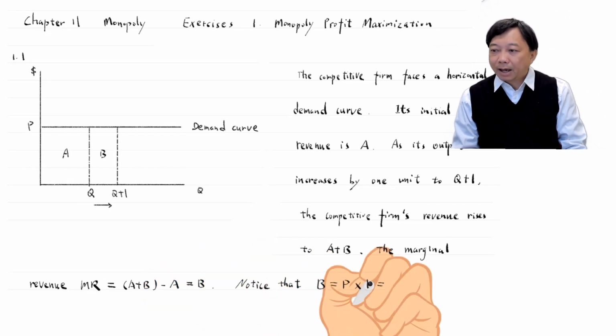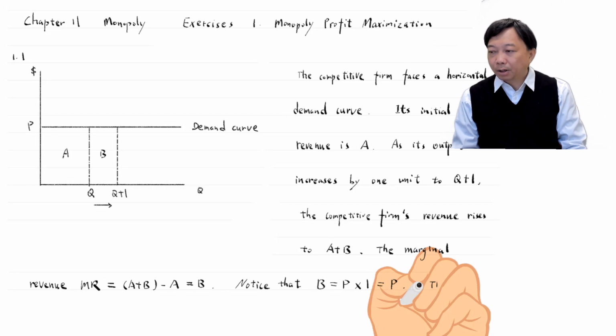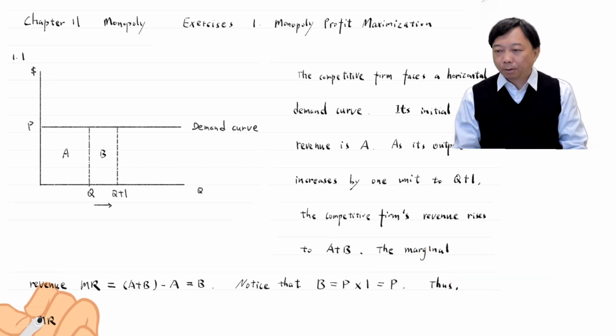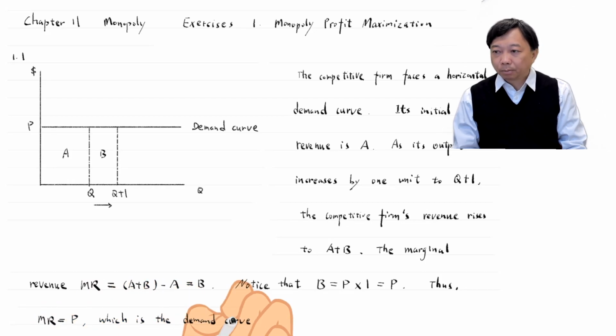Notice that the area of B is the product of P times 1, equal to P. Therefore, the marginal revenue, MR, equals the market price P, which is also the demand curve the competitive firm faces.